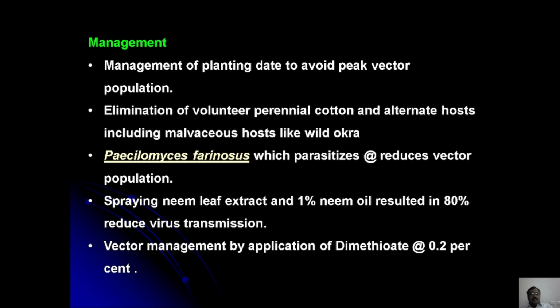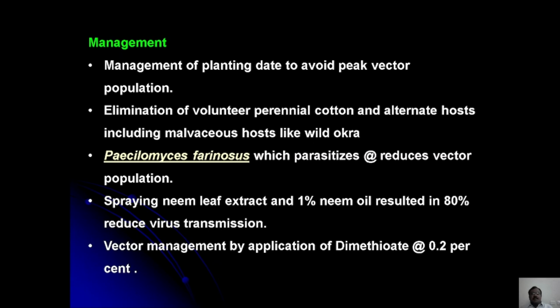For managing this disease, the planting date is to be adjusted so that the vector population is reduced. Eliminate the volunteer perennial cotton crop or the alternate hosts, including other malvaceous crops, which helps in reducing the insect population. Apply the biocontrol agent Beauveria bassiana or Lecanicillium lecanii, which parasitizes and reduces the vector population. Spraying of neem extract or 1% neem oil reduces the infection by up to 80%.